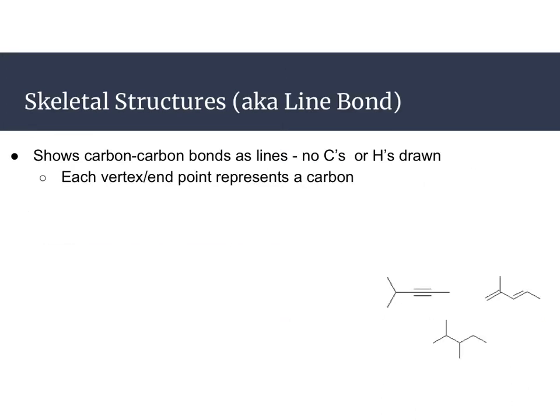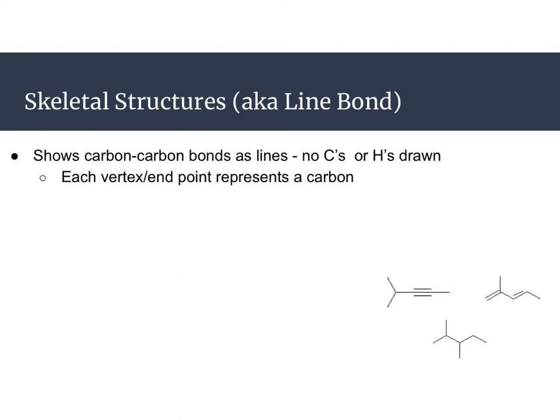So first I'm going to just talk about some theory of skeletal or line bond structures. You'll see them called both things. These are some examples of skeletal or line bond structures. These are definitely the biggest departure from the Lewis dot structures that you've drawn before. And so we're going to slow down and take some time just to give you the basics before we get into our practice. Okay, so carbon-carbon bonds are shown as lines.